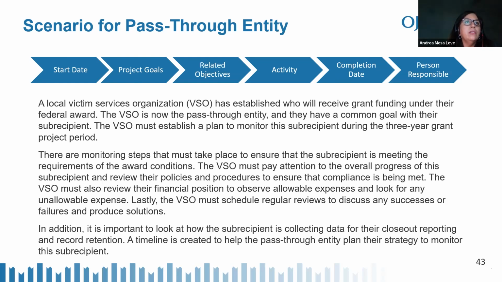The VSO must also review their financial position to observe allowable expenses and look for any unallowable expense. Lastly, the VSO must schedule regular reviews to discuss any successes or failures and produce solutions. In addition, it is important to look at how the subrecipient is collecting data for their closeout reporting and record retention. A timeline is created to help the pass-through entity plan their strategy to monitor this subrecipient. Next slide, please.